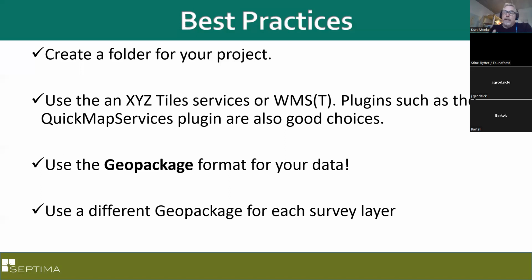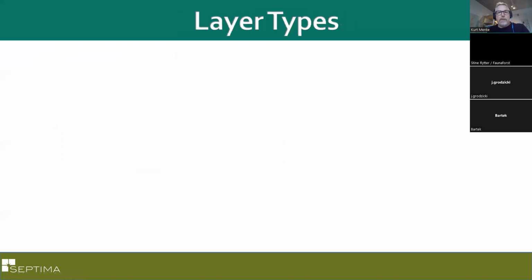And then taking that one step further, for each survey layer that you have, you should use a different GeoPackage. So if you have a point, a line, and a polygon survey layer, you should set each one of those up into separate GeoPackages. And that has to do with schema locking. So I'll talk about that a little bit more in a second. So those are the best practices to keep in mind.